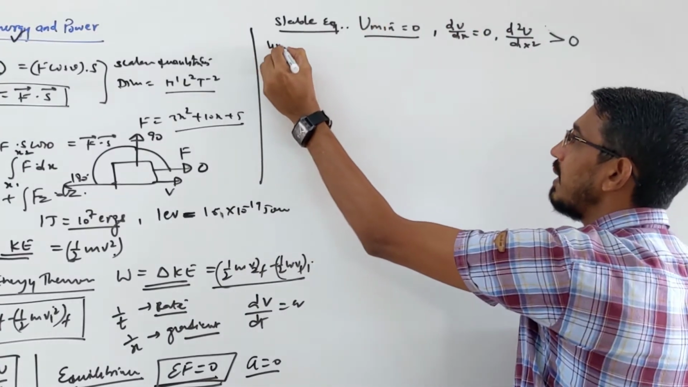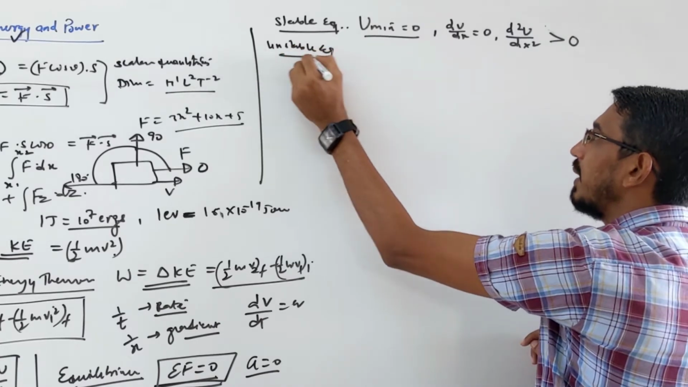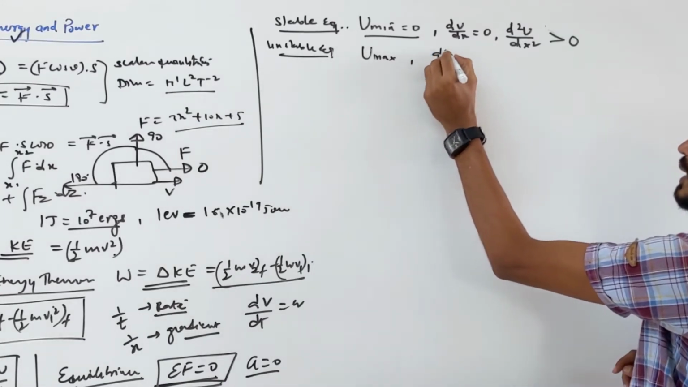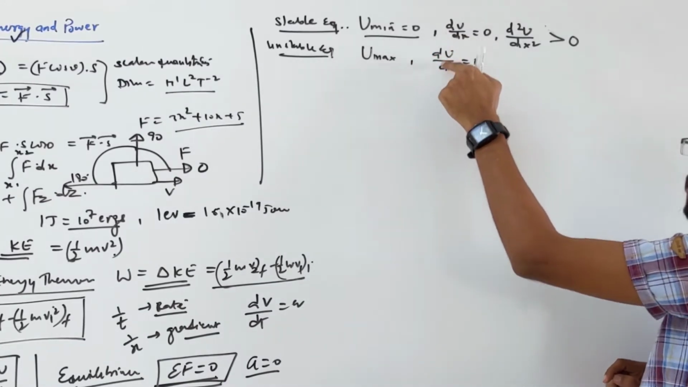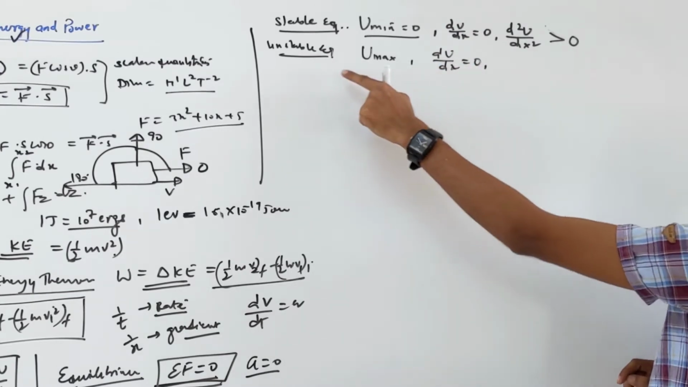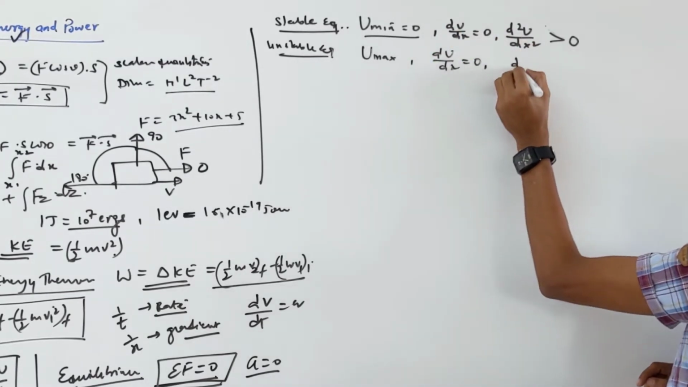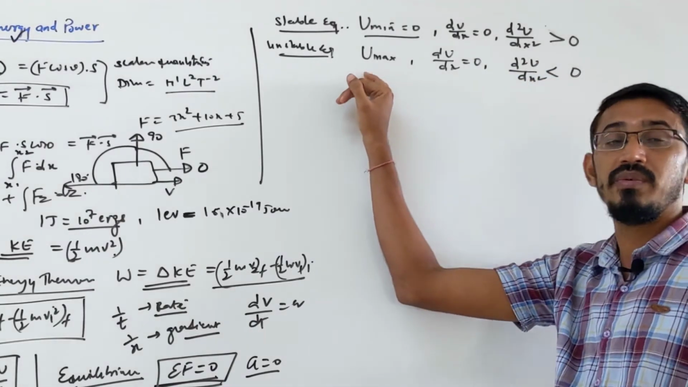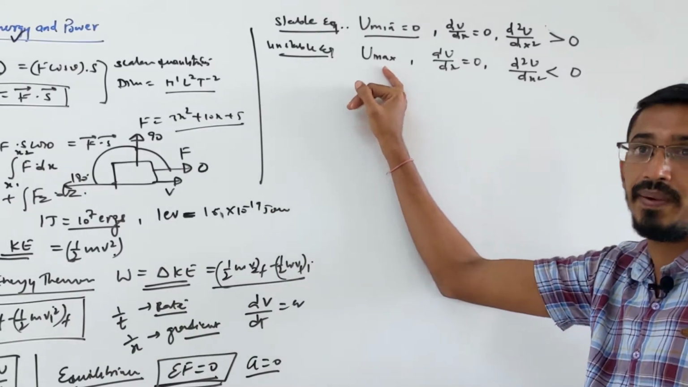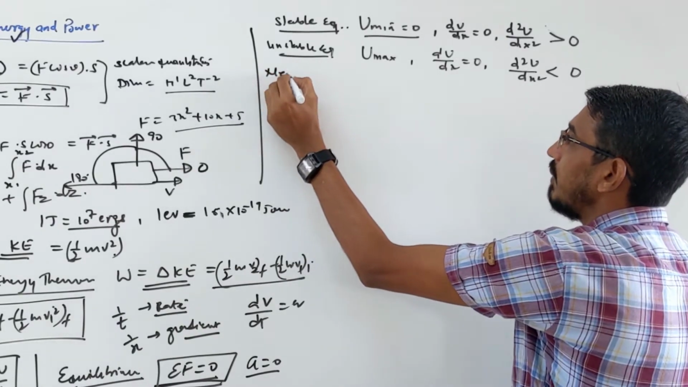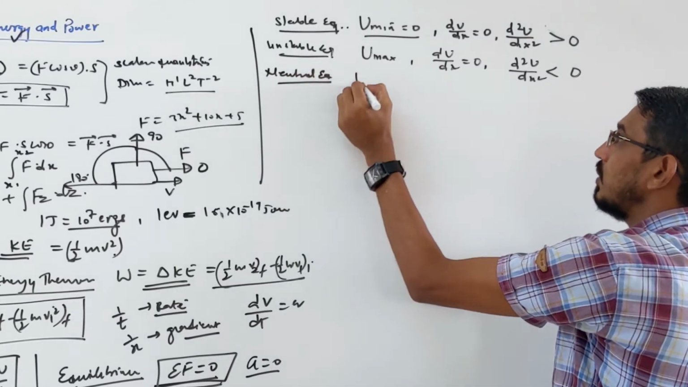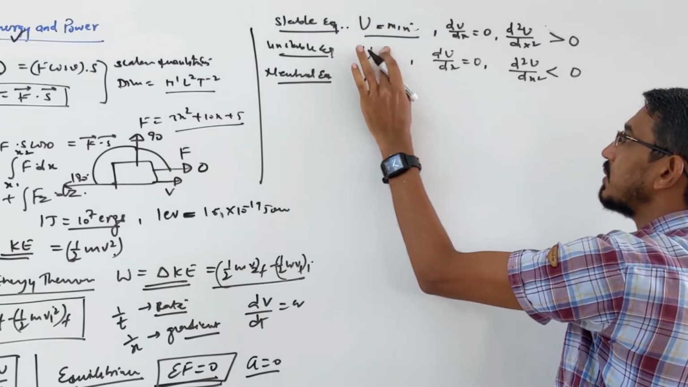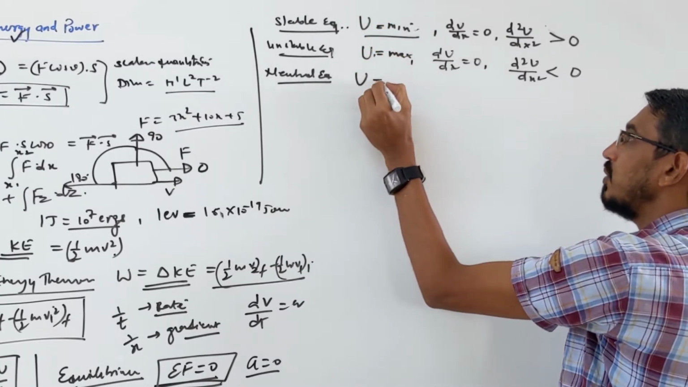Or for unstable equilibrium, u will be maximum actually. Again, this condition remains the same everywhere: for any equilibrium, the differentiation should be equal to 0, and you will get x. Then whether it's maximum or minimum, you will know from the double differentiation. If your answer comes less than 0, the system is in unstable equilibrium and the potential energy will be maximum. For neutral equilibrium, u is minimum here, maximum here, and here u becomes 0.